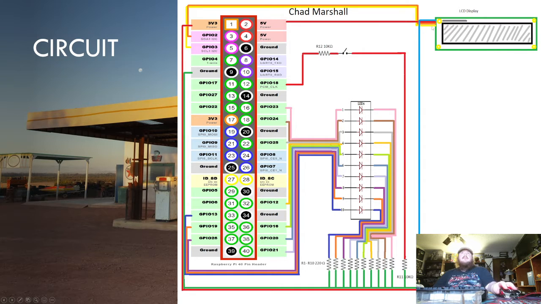And then we have the LCD display here. We have that connected to 5 volts. It's also connected to ground, and then we also have it connected to its respective GPIO ports. And everything else on the system, aside from the LCD display, should be connected to 3.3 volts.